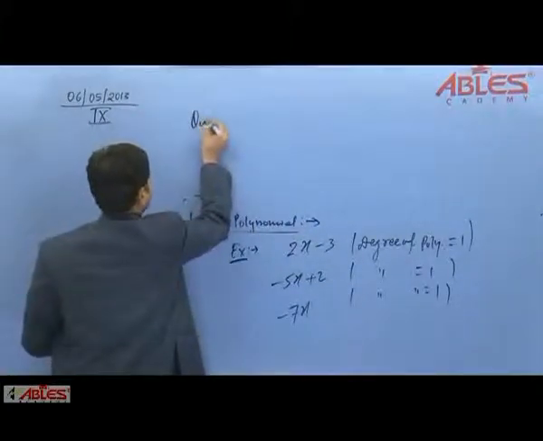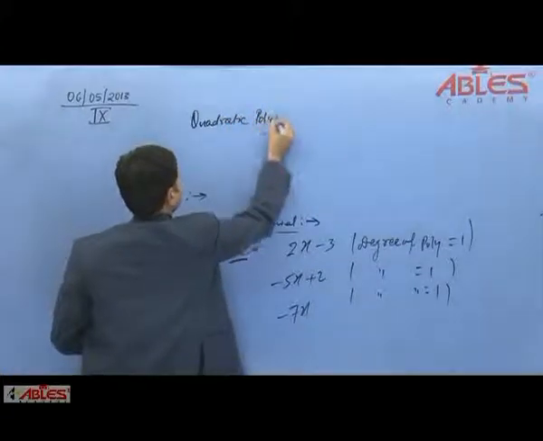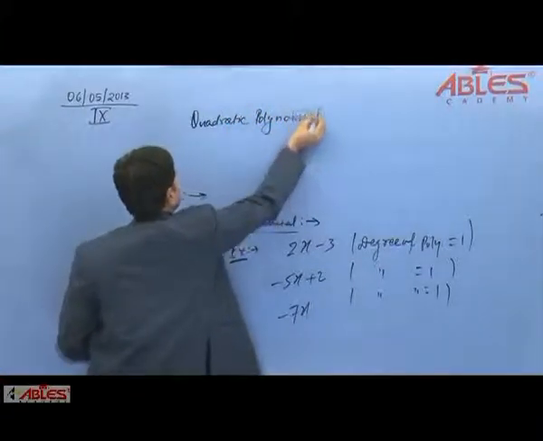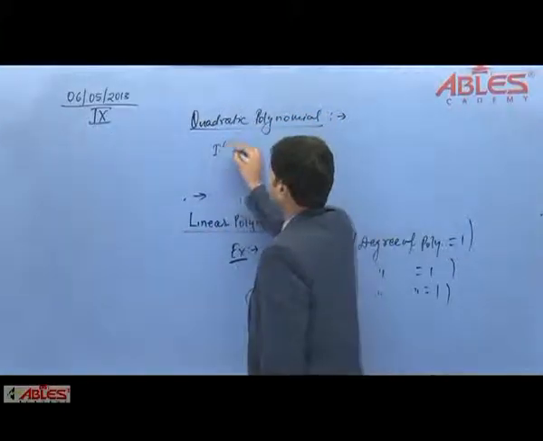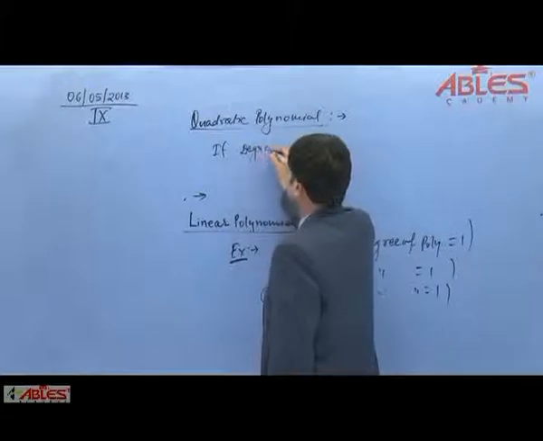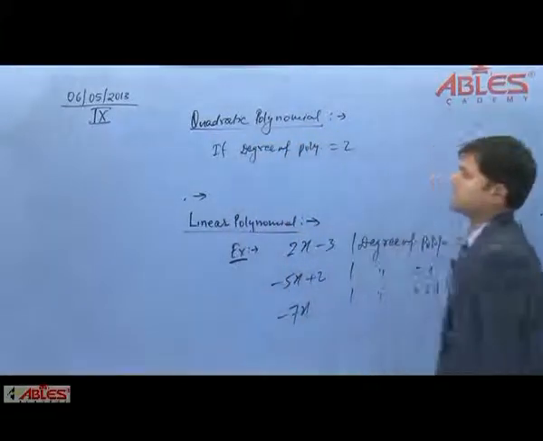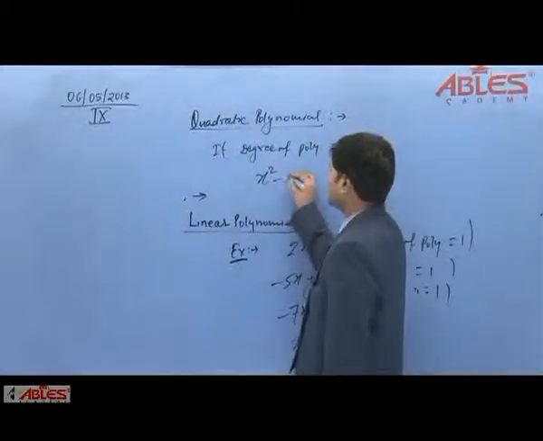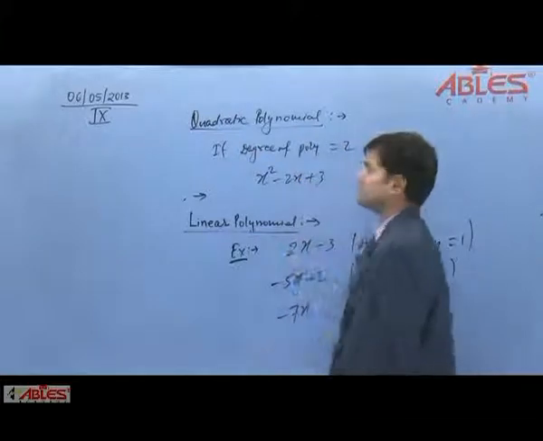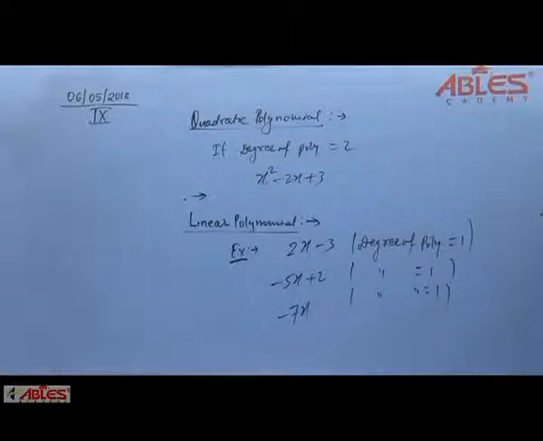Now see, quadratic polynomial. It's the unique name for some cases. If the degree of the polynomial equals 2, then we will call that polynomial a quadratic polynomial. For example, x square minus 2x plus 3. You can note the degree is 2. Degree means the highest power available on the variable. So this is a quadratic polynomial.